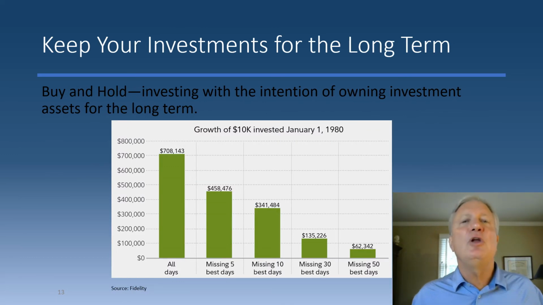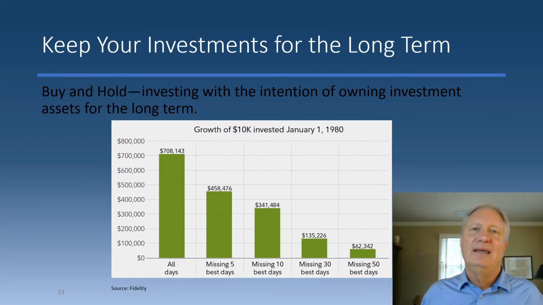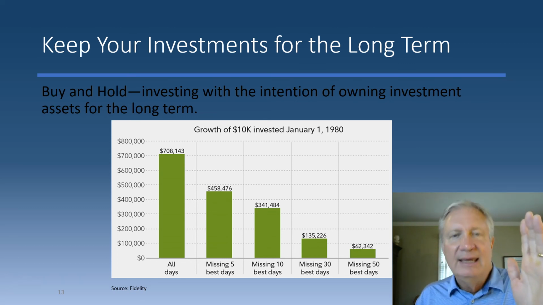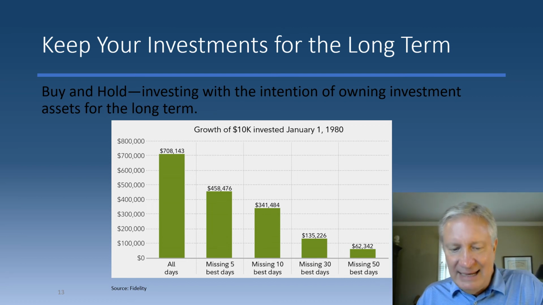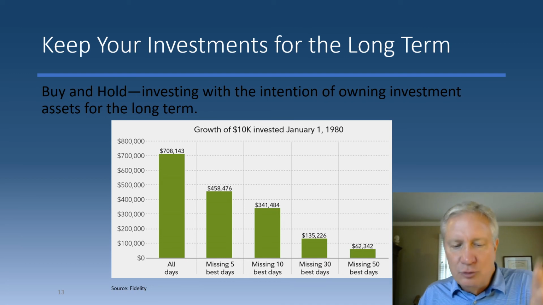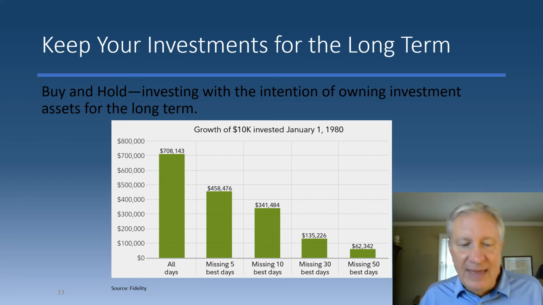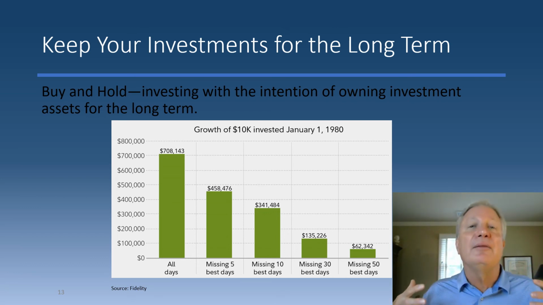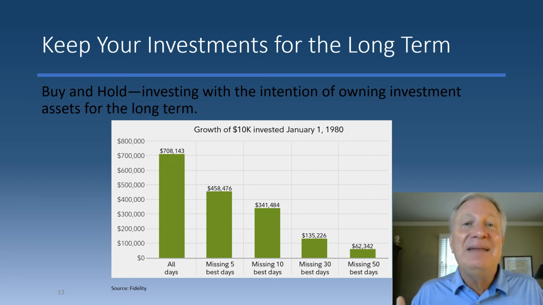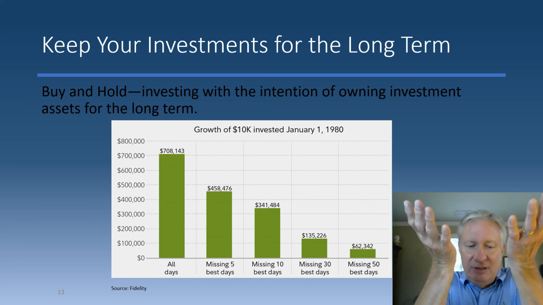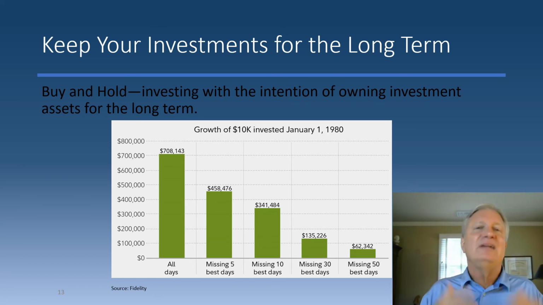Keep your investments for the long term, as I said Warren Buffett does earlier in this video. Buy and hold. Notice that if you invest in all days, and this is examples from January 1, 1980, all days you have $708,000 growth of return of a $10,000 investment. Notice if you only miss 10 days, if you say, you know what, I think I'll take my money out of the market, I'm worried, but you miss the 10 best trading days of the year, what happens is the return goes from 708,000 to 340,000. It's very difficult to predict the market.